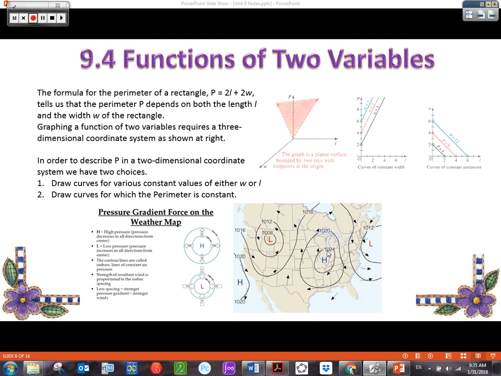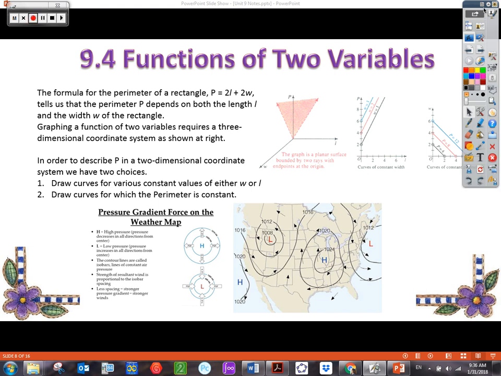If I'm going from 1024 to 1020, look how far of a space I have to spread that pressure out. Versus here, where going from 1024 to 1020 is a much smaller space. So it's much faster, if that makes sense. So that is an example of a pressure gradient force on a weather map. Okay, so with that, let's go to our example on the next page.